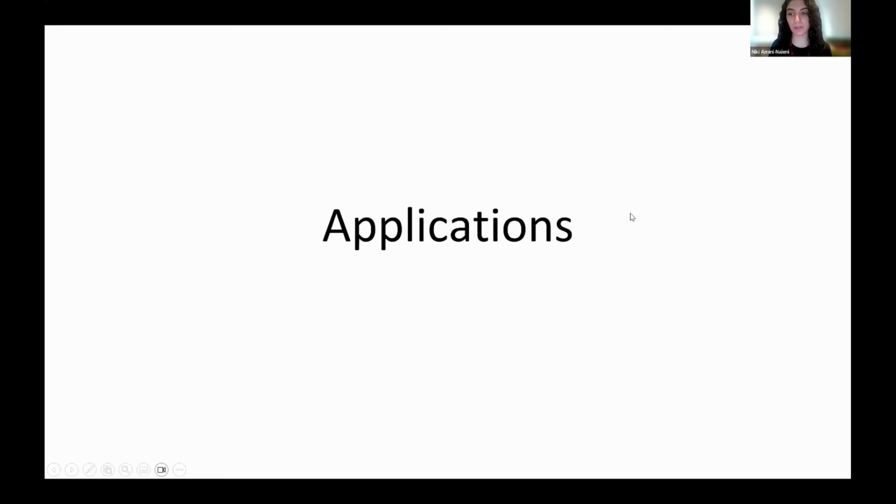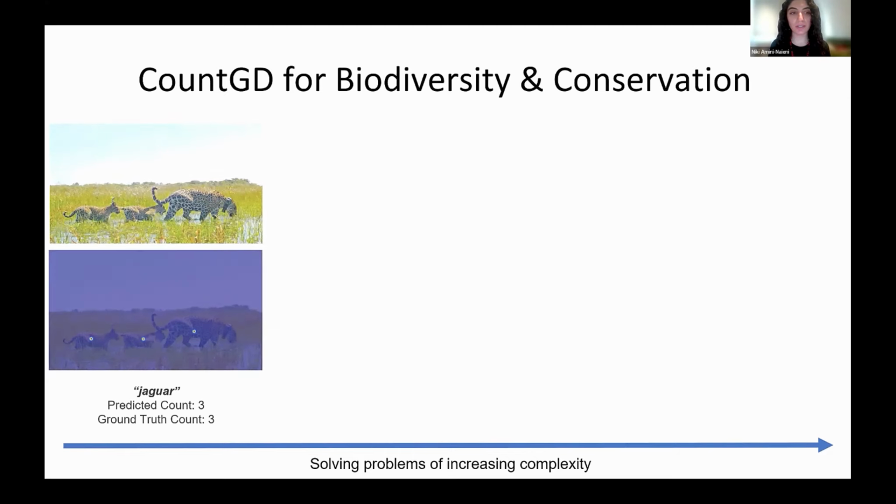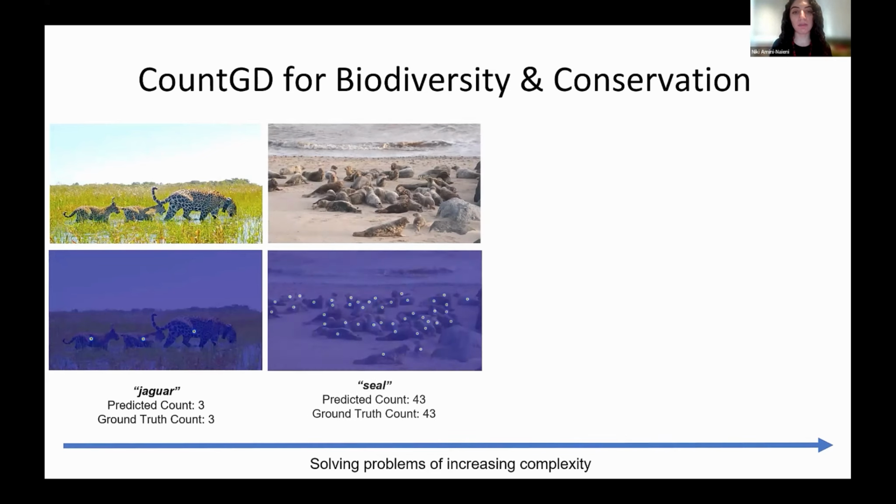Now I'm going to go through some applications that we've seen the model used for. One application that we've seen people use the model for is biodiversity monitoring and conservation. So you can see here I'm counting the jaguars. I'm going to go from left to right in increasing order of complexity. Here you can see that it's counting the seals. These are only given text, and it's all the same model.